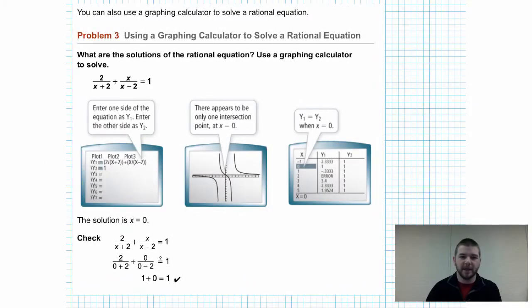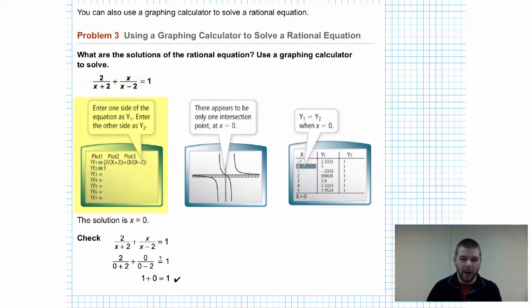Problem number 3, using a graphing calculator to solve a rational equation. What are the solutions of the rational equation? Use a graphing calculator to solve. So we're given this equation and asked to solve it using a graphing calculator. Here would be the steps involved.